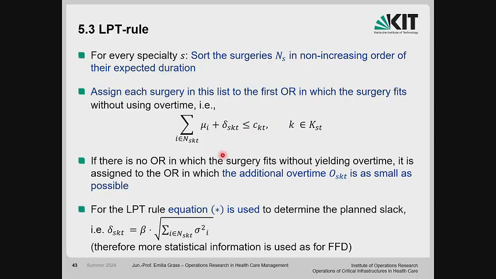But this time we determine the planned slack delta as before. So we use again more information than in the basic heuristic. We use the same equation as before, the original one, where all the standard deviations depend on the surgeries.